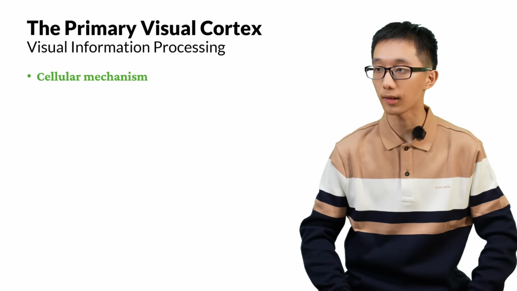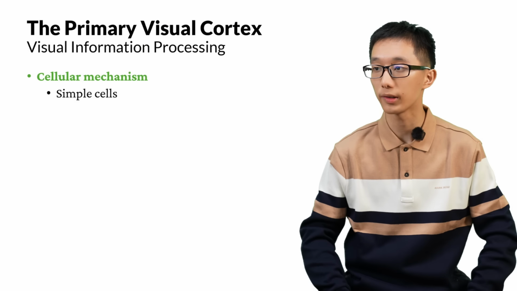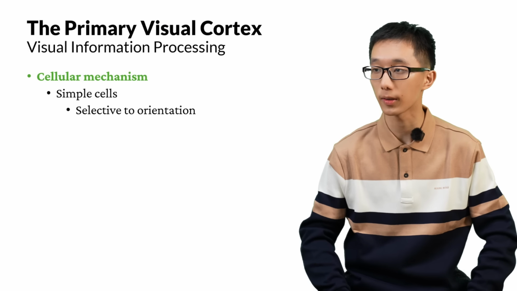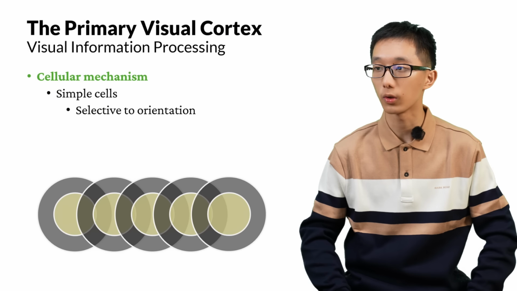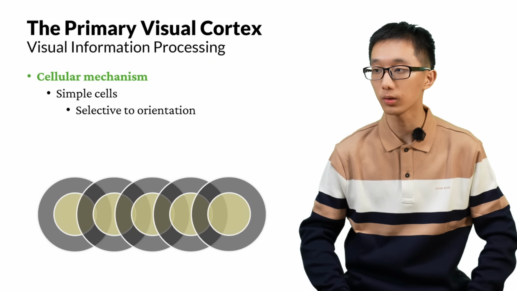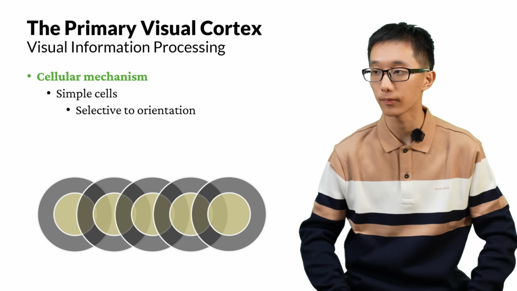These selectivities are achieved through certain cellular mechanisms. For example, simple cells are selective to orientation. Let's say a cortical neuron, a simple cell, has input from 5 LGN neurons, and these are the 5 receptive fields of the LGN neurons. As we can see, they are lined up. Therefore, when a horizontal line of light is shown on these receptive fields, then the LGN neurons will be activated to the greatest extent.